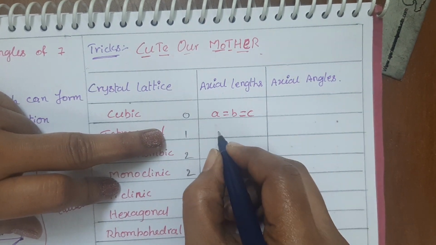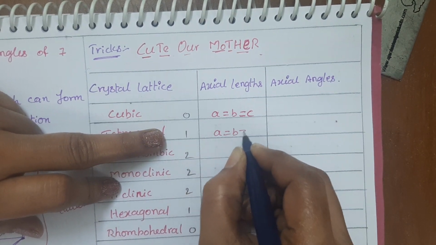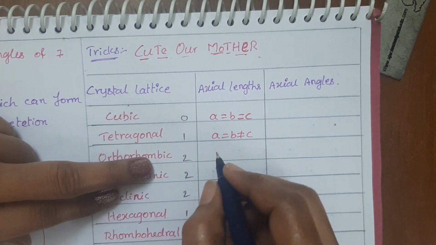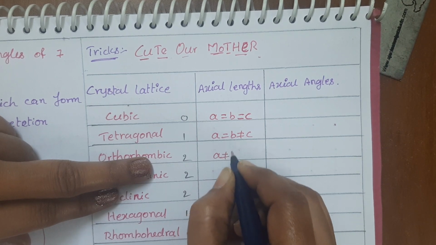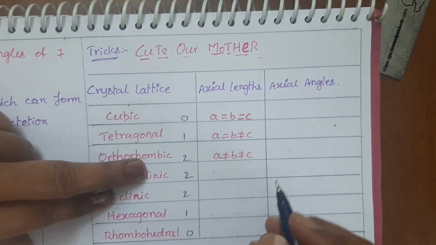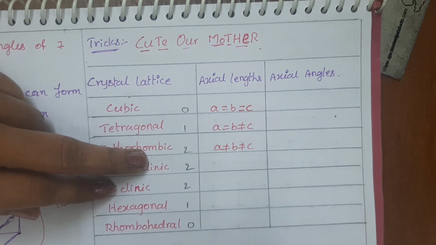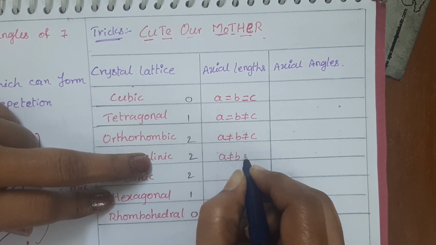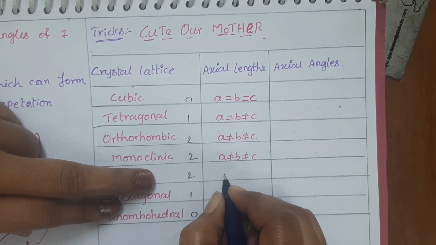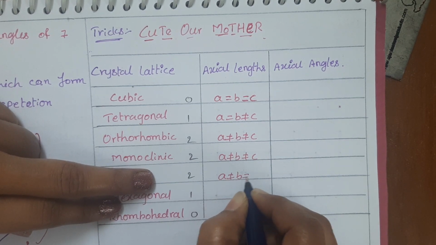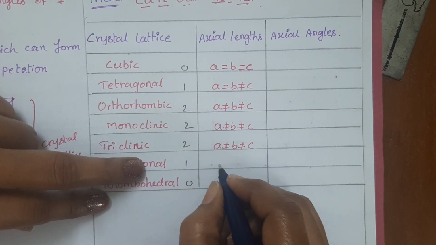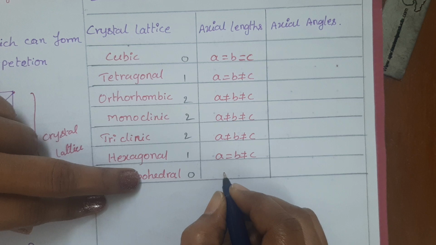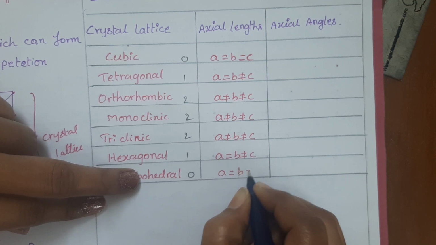Next, 1 is nothing but unequal. That is A equals B is not equal to C. And 2 is nothing but A is not equal to B is not equal to C. That means no axial length is equal. Again 2 is there. A is not equal to B is not equal to C. And 1 is nothing but A equals B is not equal to C. 0 is nothing but A equals B equals C.